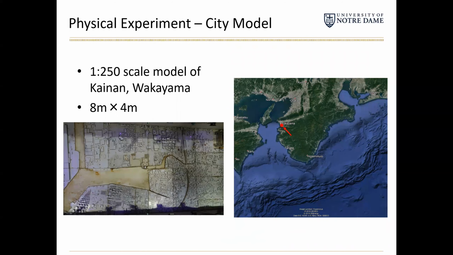The city model we used in the experiment was a 1 to 250 scale model of a real city in Japan, Kainan, Wakayama, located south of the Osaka area, where tsunami and typhoon storm surge are projected to have a big impact on this industrial city, with multiple refineries and oil tanks, as well as dense population. The model also reflects the vertical elevation of the city.